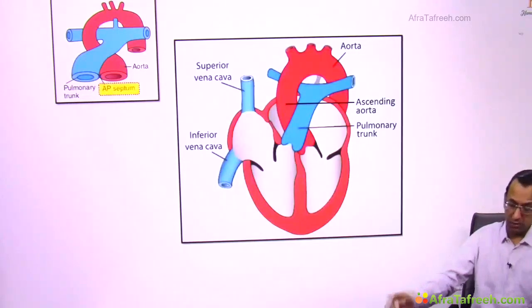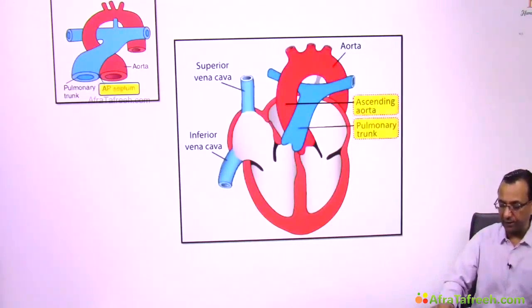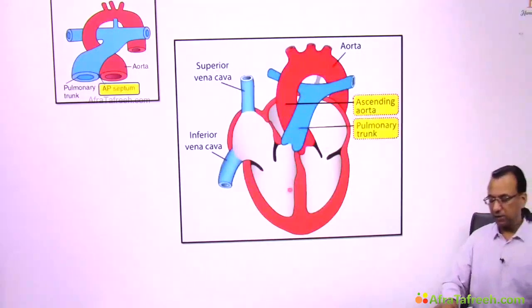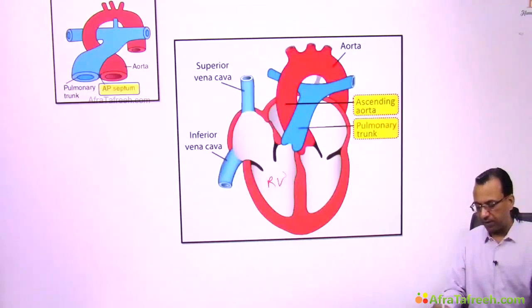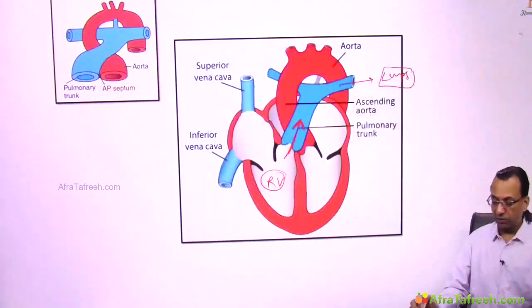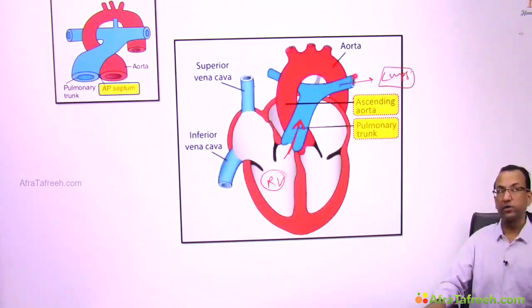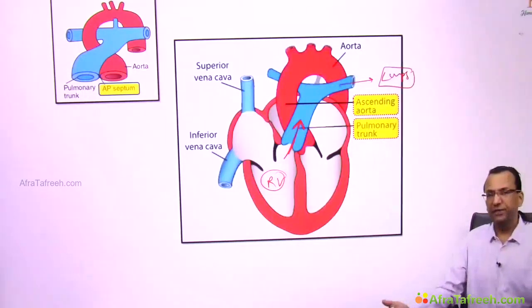What is the normal heart doing? See, there was an AP septum which is a spiral septum. That's why these vessels are spiraling around each other. And it is the right ventricle which will send the blood into the pulmonary trunk and towards the lung for oxygenation. Yes, that I can understand. So it is the right ventricle sending deoxygenated blood into the pulmonary trunk, into the pulmonary arteries, towards the lung for oxygenation. Yes, it is understood.